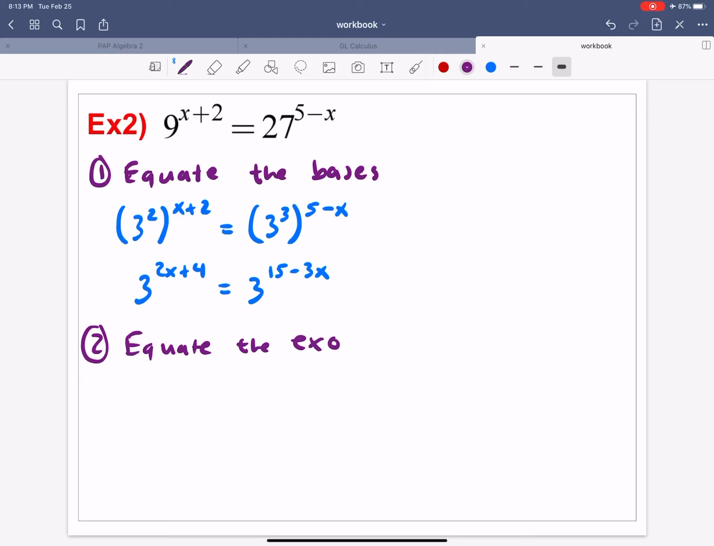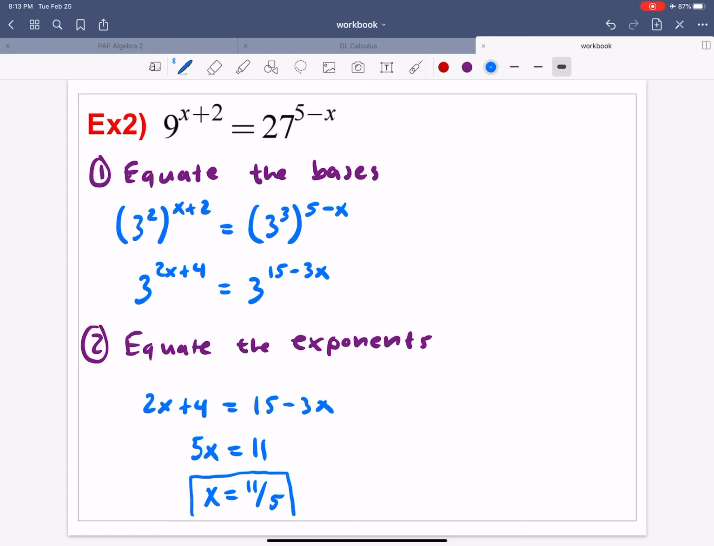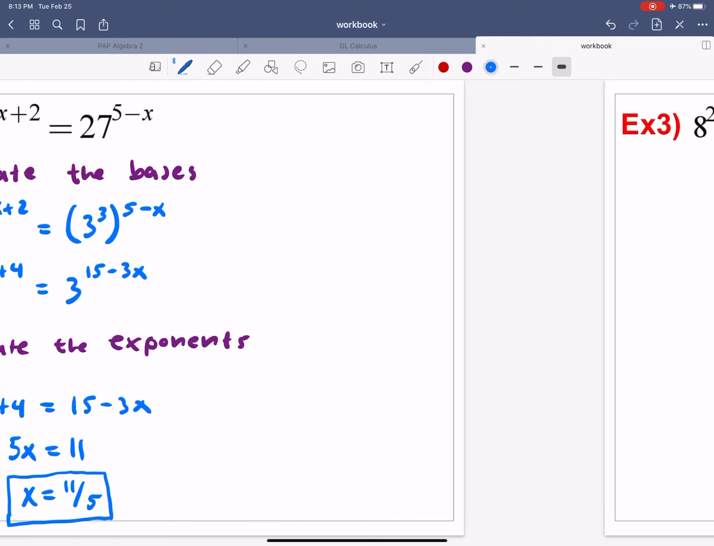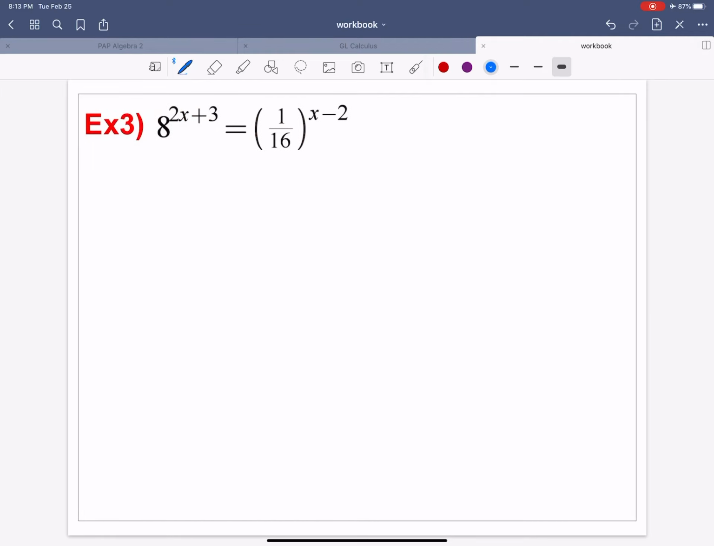So we've got the bases to be the same. Now we're going to equate our exponents. We simply take 2x plus 4 and set that equal to 15 minus 3x. And then all you do is solve for x. So add 3x, subtract 4. We get 5x equals 11. Divide both sides by 5. You get x equals 11 fifths. Final answer. Okay, the next one that you see here, again, same first step.